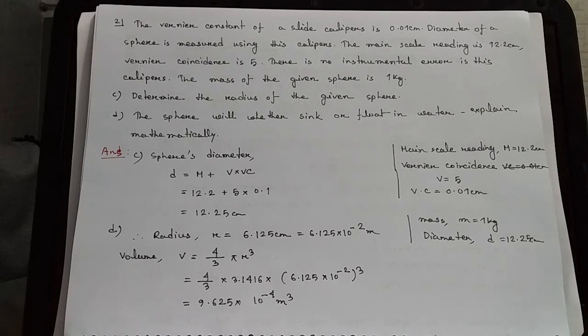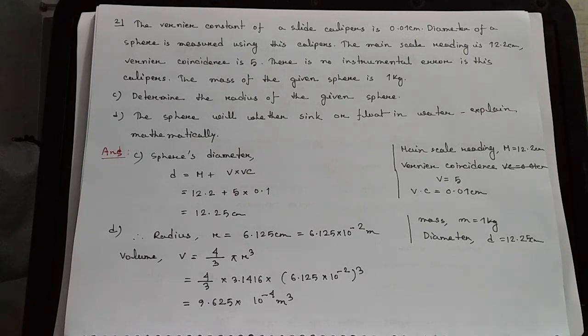As there is no instrumental error, we have no need to think about that. If the error was given, we had to count that, but as there is no error, we won't think about the error. The mass of the given sphere is 1 kg.